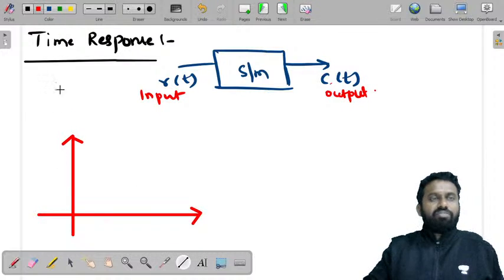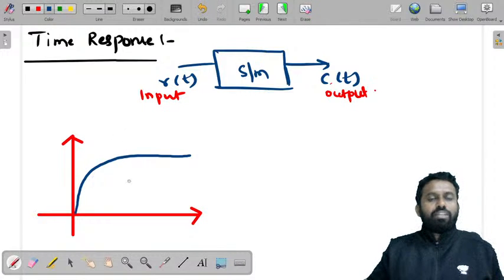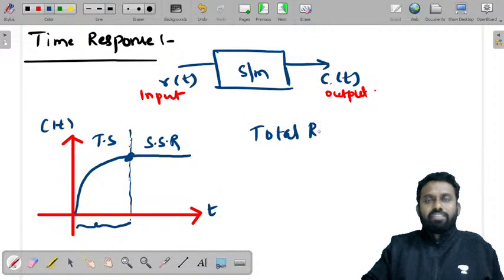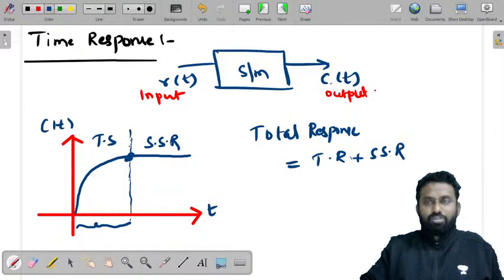in general you'll have the total response is the summation of transient as well as steady state. This is one that you can get. So this is an exponential response. So this is C of t versus t, and this part of the response, before it reaches the steady state, is called the transient response, and after this transient dies out we'll call it steady state response. So the total response of any system is the sum of transient response plus steady state response. So this is what you have to understand first.